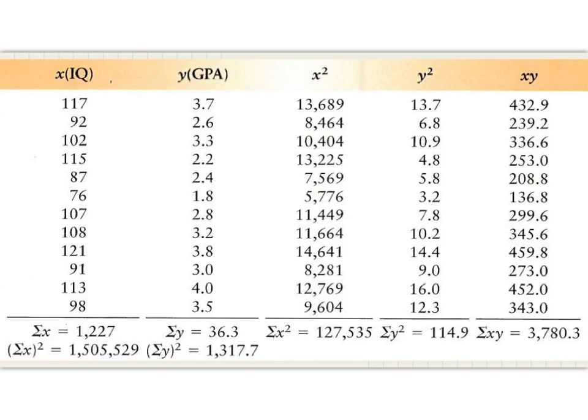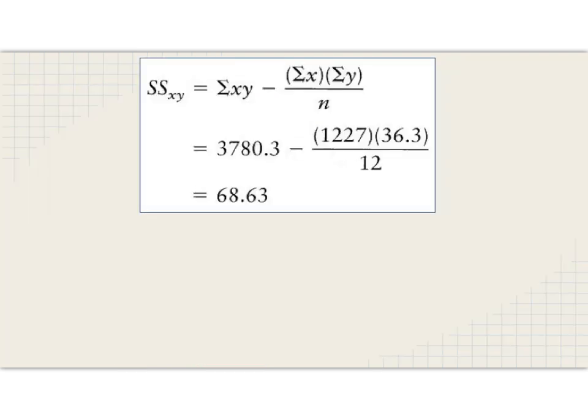Another piece of useful information for us would be the sum of the x's squared. 1,227 squared is 1,505,529, and the square of 36.3, for the sum of the y's quantity squared, is 1,317.7. From here, we have all the numbers that we need.